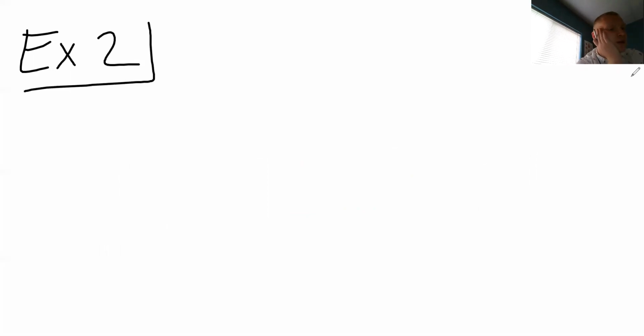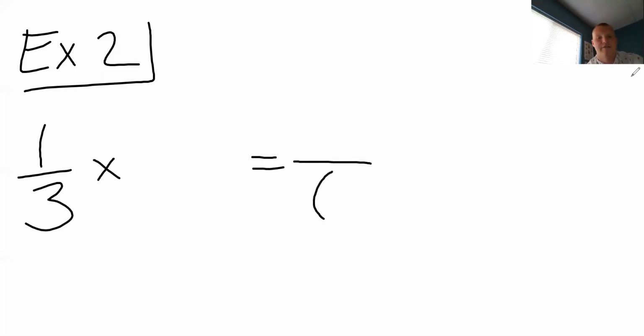Okay, example 2. Find a fraction equivalent to 1/3 that has a denominator of 6. Next, find a fraction equivalent to 1/2 with a denominator of 6. All right, so I have 1/3, and I want my end number to have a denominator of 6. What am I going to multiply 3 times to get that? Bethy?